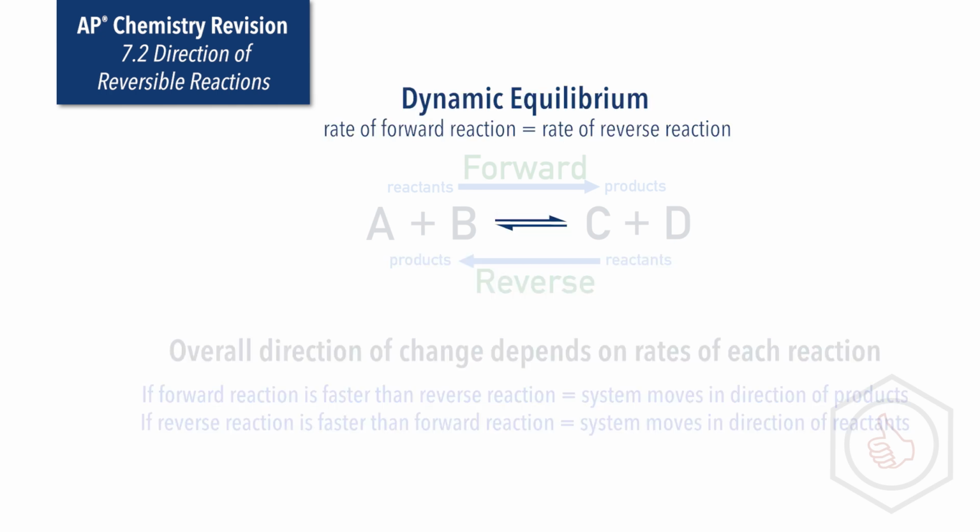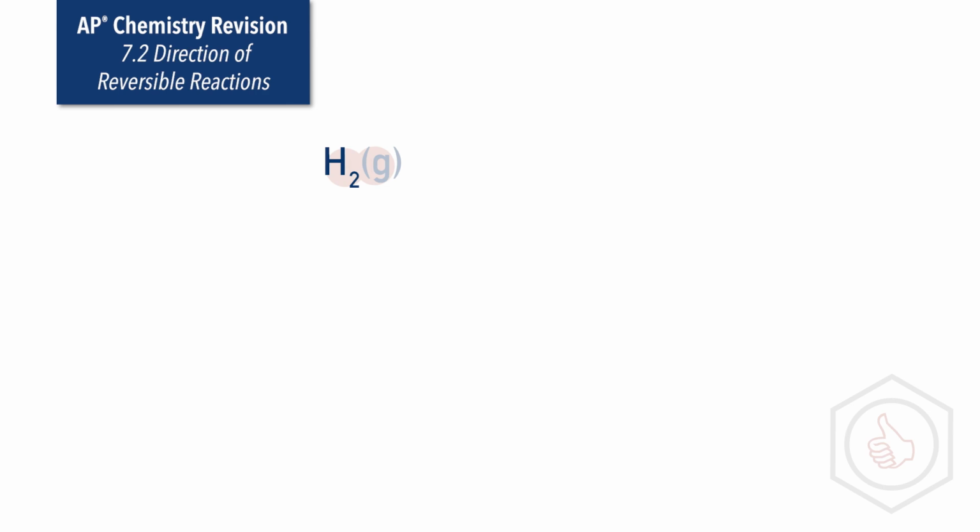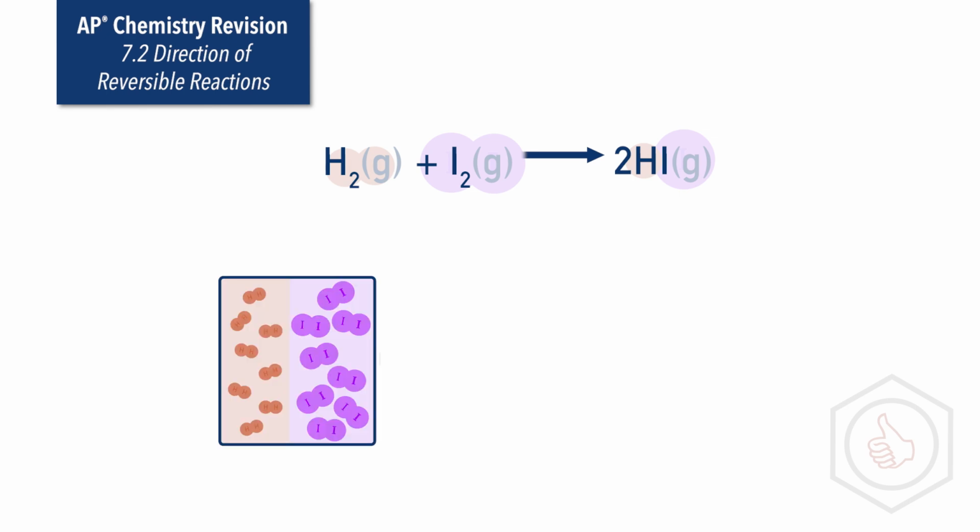For example, when hydrogen gas H2 and iodine gas I2 are first mixed together, they begin to react to form hydrogen iodide, HI, in a forward reaction. At the start, the concentrations of H2 and I2 are high, so the forward reaction rate is much faster than the reverse reaction rate, which initially will be 0.